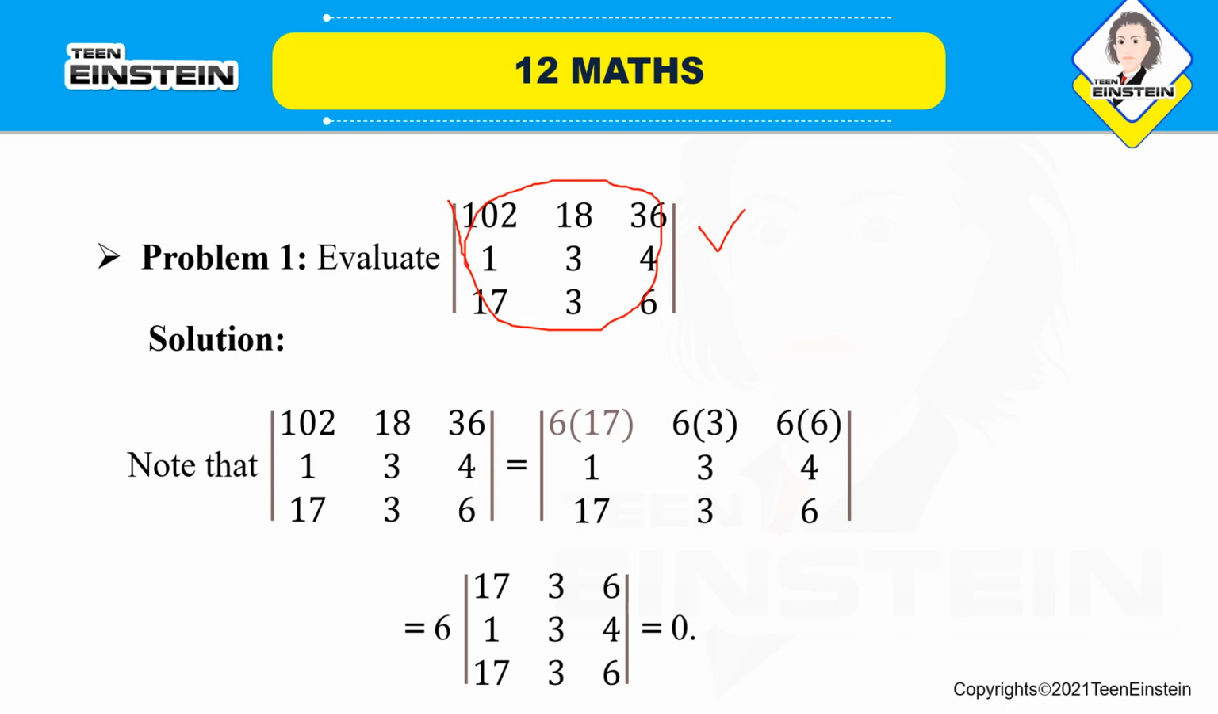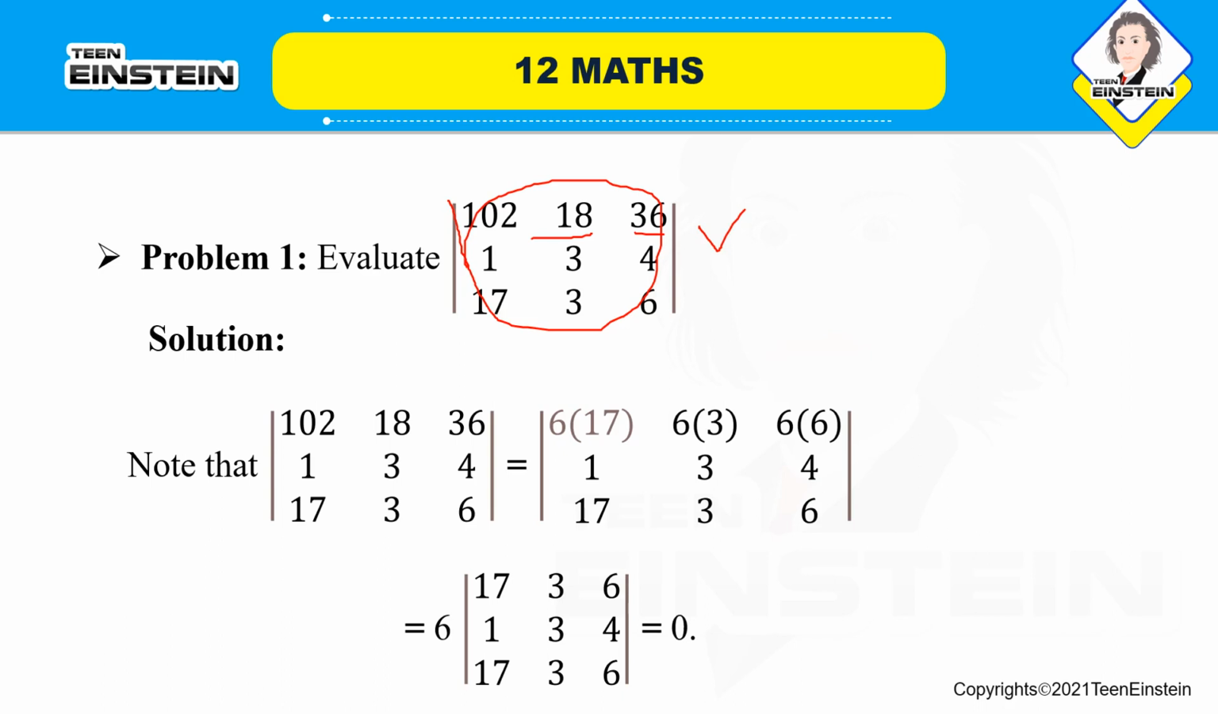Is there any relation between the first and the second row, or the first and the third row? That we have to check first. Yes, there is a connection between the first and the third row. 102 can be written as 6 into 17, 6 threes are 18, and 36 is 6 into 6. So these elements are all multiples of 6.